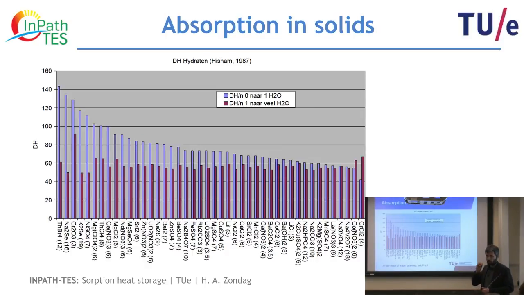Now, if we have a fully dried material and we add water vapor to it, you will see that the first water molecule is attached more strongly than later water molecules. Over here, I plotted the reaction enthalpy for a large set of materials. For the first water, the blue one, and for the other waters, the average for the other waters, the purple one. And as you can see, the first one generally is substantially more strongly attached.